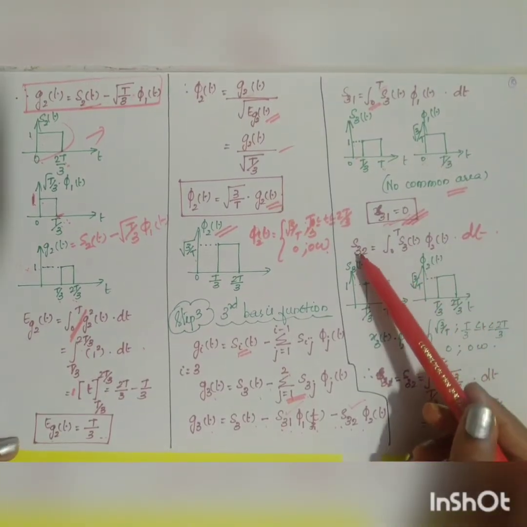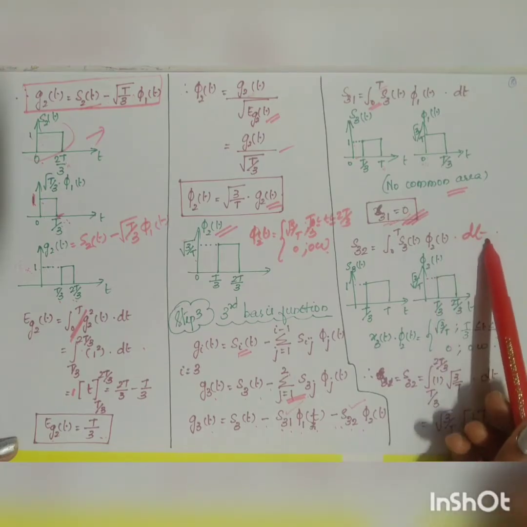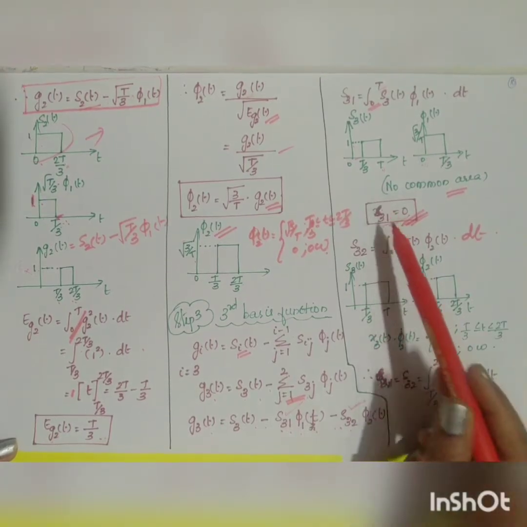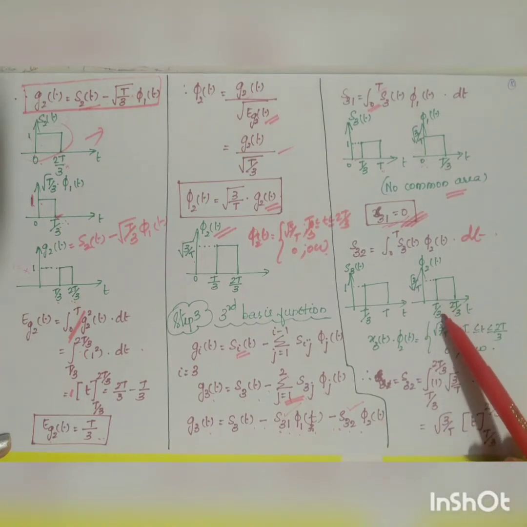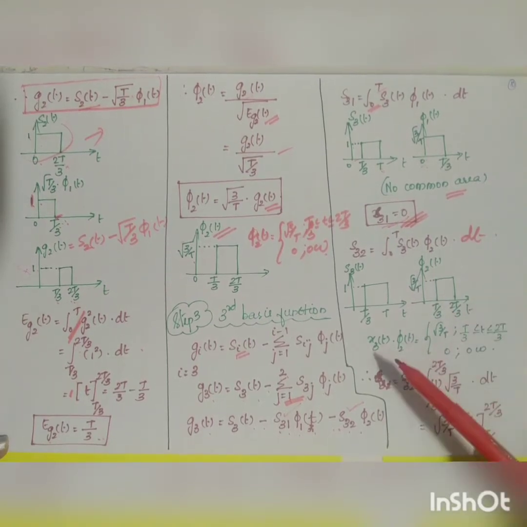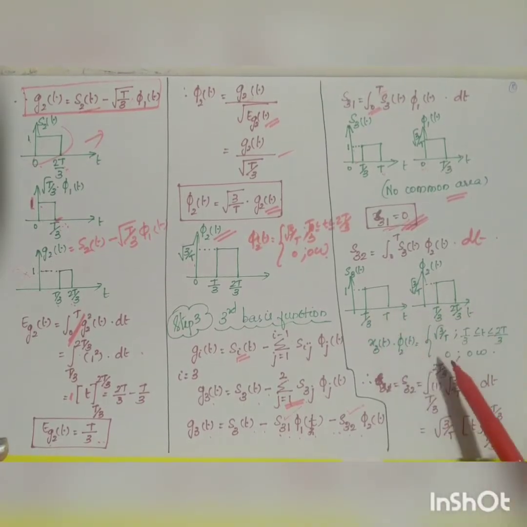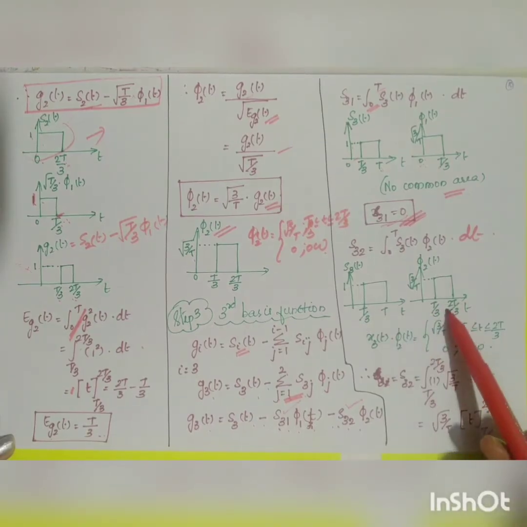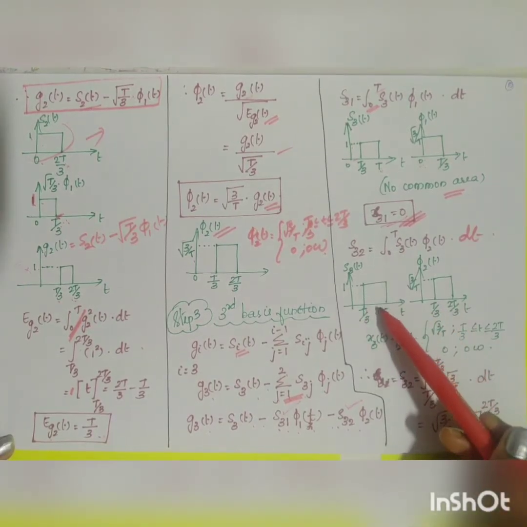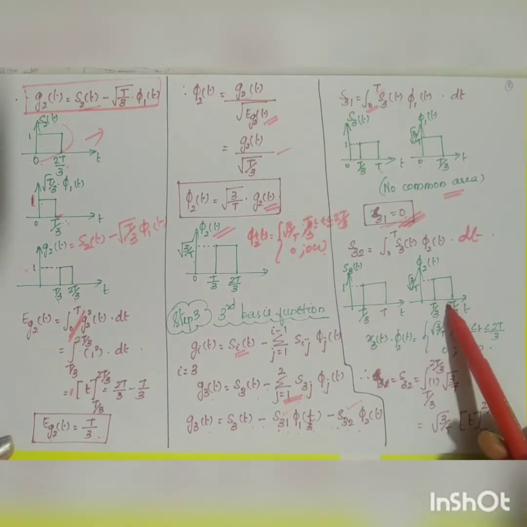So what is your s32? s32 is equal to integral 0 to t, s3 of t into phi 2 of t into dt. So s3 of t, the same diagram, and phi 2 of t you will be having root 3 by t in the duration t by 3 to 2t by 3, right? So what will be your limit? Now what is your limit here? So your common area is t by 3 to 2t by 3, right? Here it is t by 3 to t. So comparing both, your common area will be equal to t by 3 to 2t by 3.